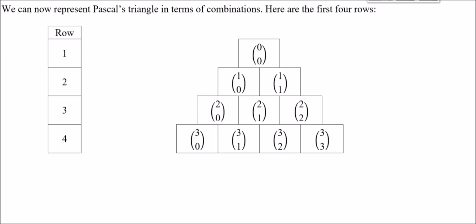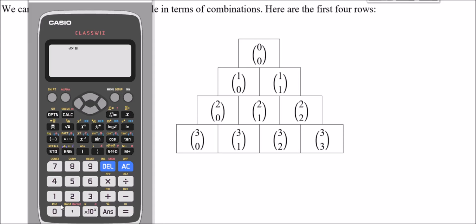So because of that, we can now represent Pascal's triangle in terms of combinations. So looking at it in that way, the first 4 rows of the triangle are as follows. So that's 0 choose 0, which I can show you here actually. So 0, shift, choose 0 is 1. This one here is 1 choose 0, which is 1.